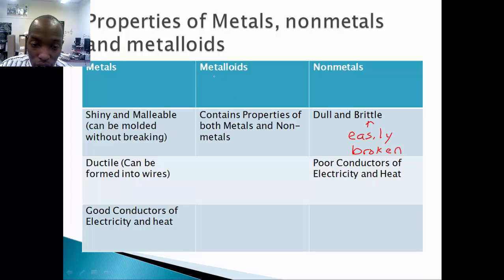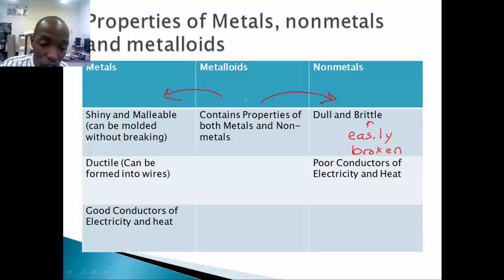Our metalloids are those that contain properties of both metals and nonmetals. They are sometimes used as semiconductors in chips because they need properties of both. Metalloids are like our hybrid. They take some of the best qualities of metals and some of the best qualities of nonmetals. They have properties that are essential in certain electronics, especially those that have to heat up and continuously stay on, like computers.